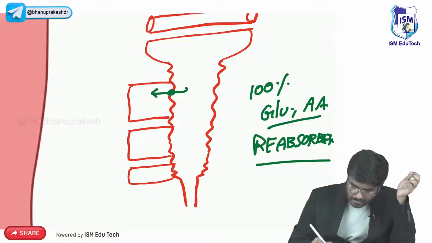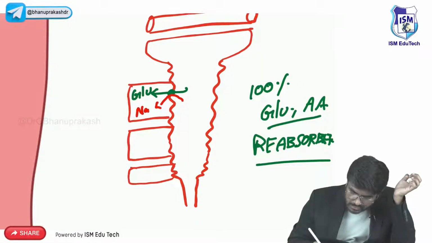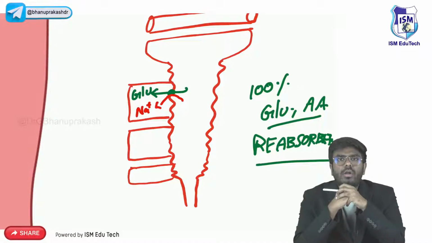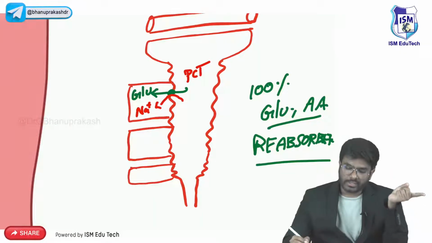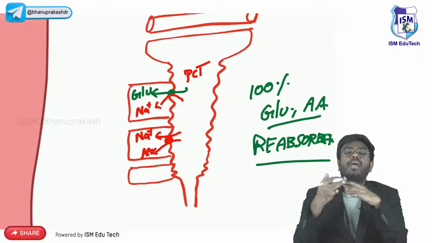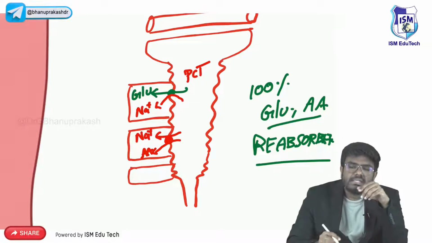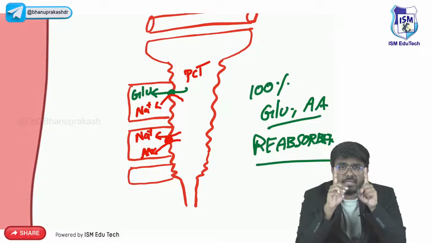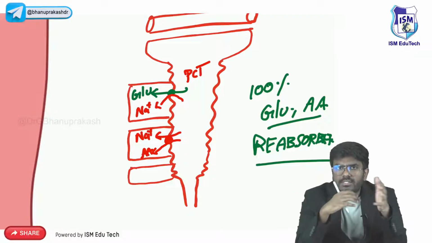Glucose is being reabsorbed along with, this is MCQ, which ion? Glucose is reabsorbed along with the sodium ions. In the PCT, glucose is reabsorbed with sodium. Amino acids are also reabsorbed with sodium. So, sodium amino acid co-transport, sodium glucose co-transport. MCQ: this is an example of what kind of transport? Glucose and amino acids are reabsorbed along with sodium, it's a co-transport.